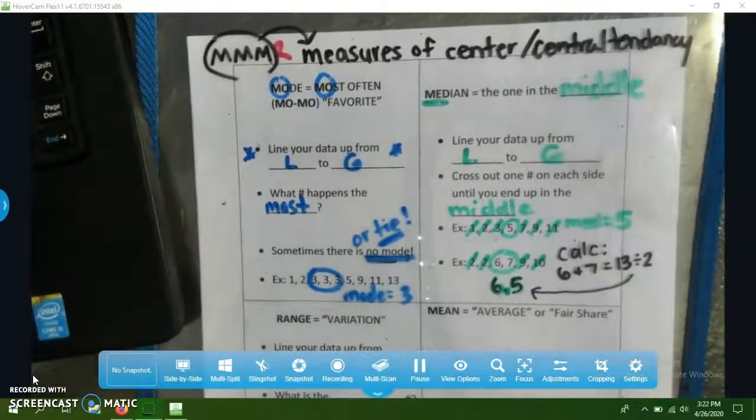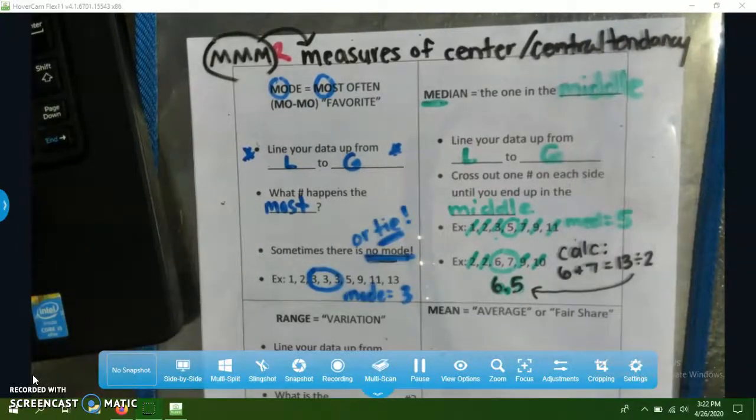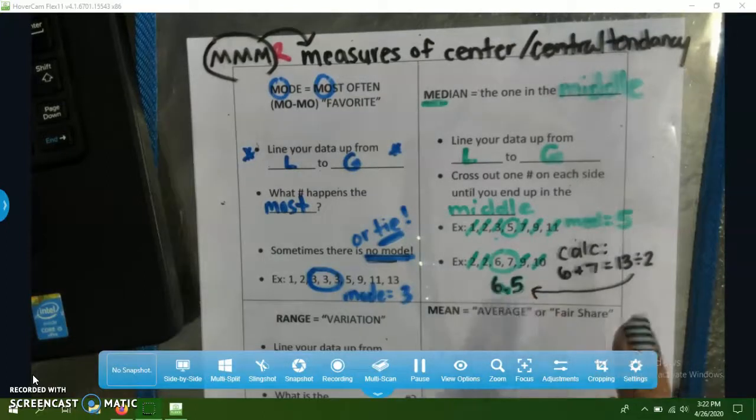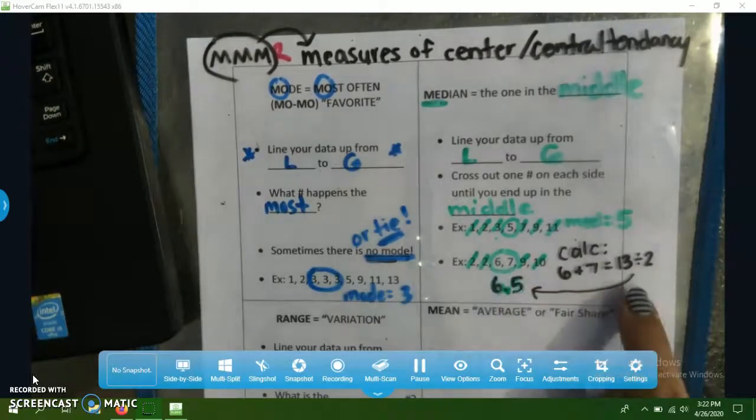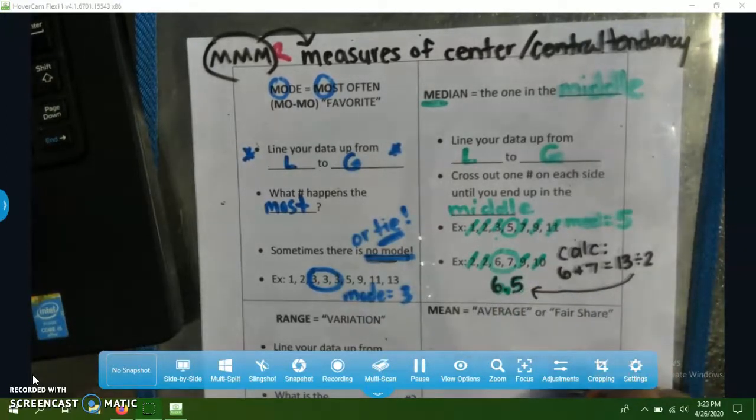So that's when median can be a little tricky when you have even numbers, because you could get stuck with 2 and have to figure out what to do. But you have two strategies. 1, think of a number line. 2, use the calculator, add them together, divide by 2.